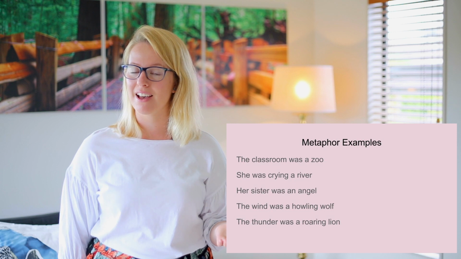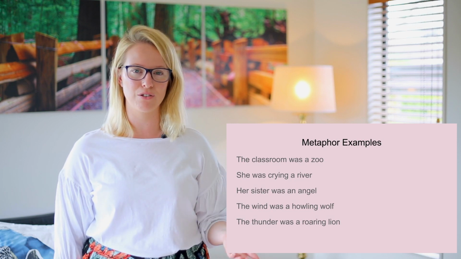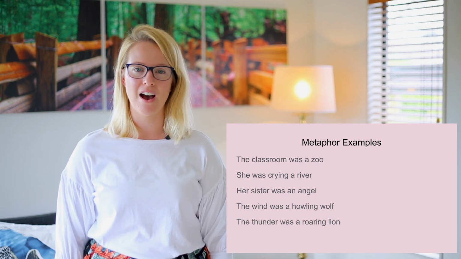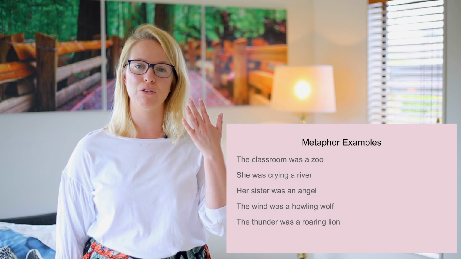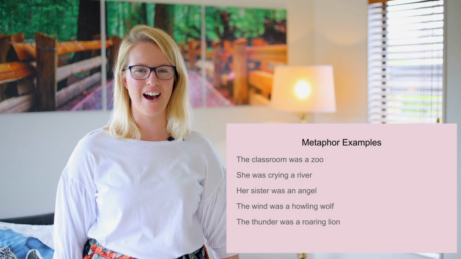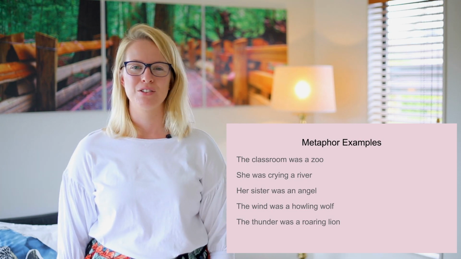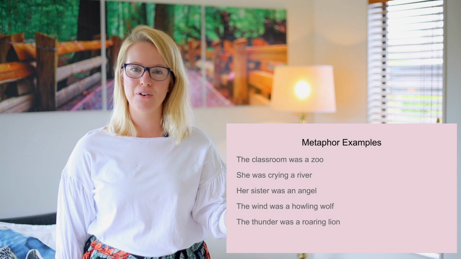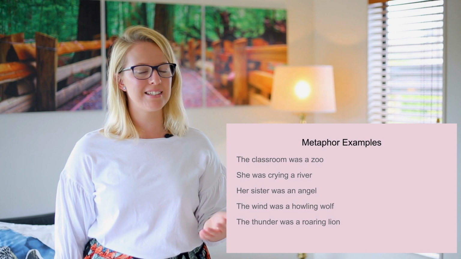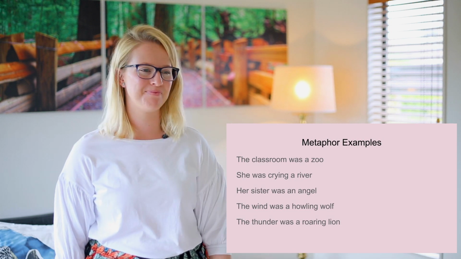She was crying a river. I think you can imagine what this metaphor is trying to describe. Of course she doesn't actually have a river coming out of her eyes, but it's probably saying that she's crying so much, so many tears are coming out of her eyes. Her sister was an angel. When you're using a metaphor, calling someone an angel is saying that they are lovely, they are sweet, they are kind, they are helpful. They're not actually an angel.